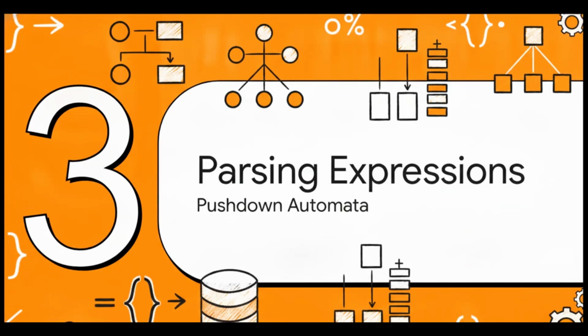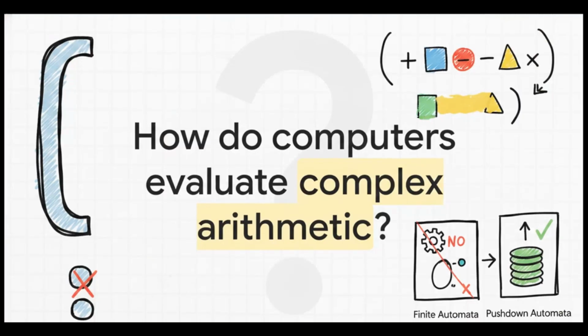Now, rules are great and all, but what happens when those rules get a bit complicated? Let's transition to Section 3, parsing and evaluating expressions. Consider this for a second. How do computers evaluate complex arithmetic and actually enforce nested rules? Simple pattern spotting just isn't going to cut it anymore.